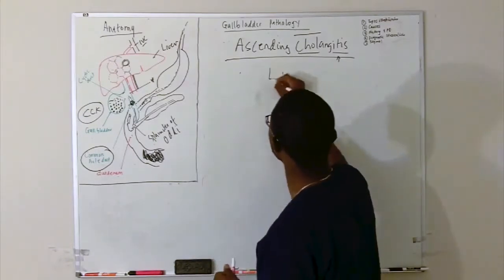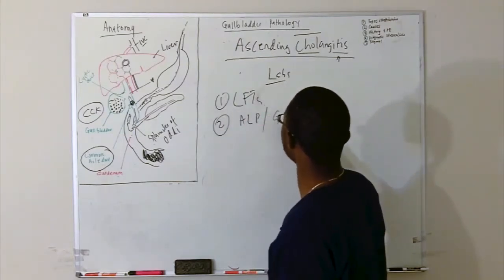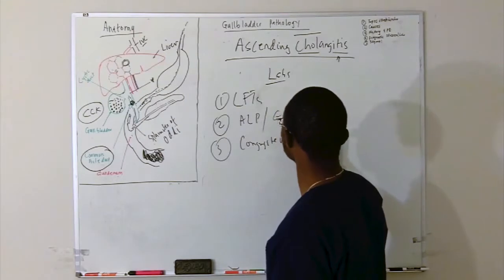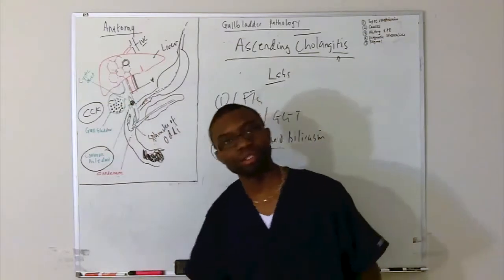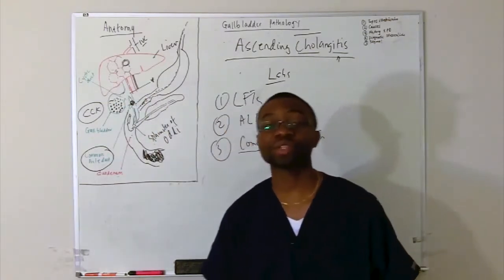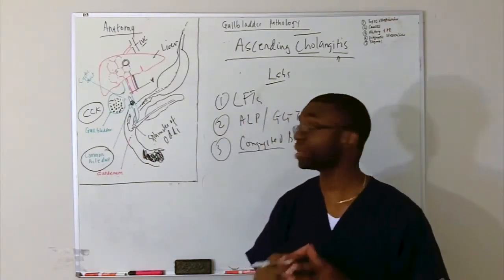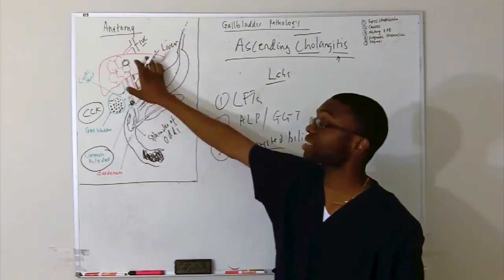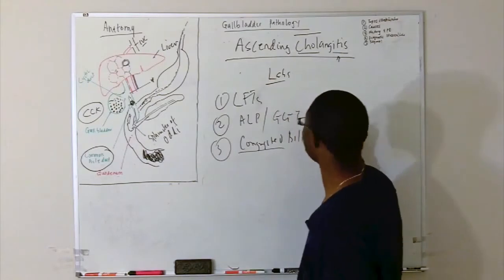Lab-wise, LFTs, we get alkaline phosphatase, and we get a GGT. Conjugated bili, and if you don't know why we're saying it's conjugated, because the liver already processed it. The UDP glucuronosyltransferase already added glucuronic acid, also conjugated your bilirubin, so all of a sudden it becomes water soluble and it's able to come out into the gallbladder. So it's already conjugated. It's not an intrahepatic problem. This is more coming from outside here, right? So the conjugated bili will be high.